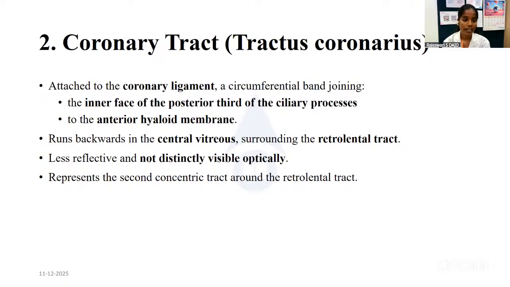Coronary tract. It attaches to the coronary ligament, a circumferential band joining the inner face of the posterior third of the ciliary process to the anterior hyaloid membrane. It runs backward in the central vitreous surrounding the retrolental tract. It is less reflective and not distinctly visible optically. It represents the second concentric tract around the retrolental tract.